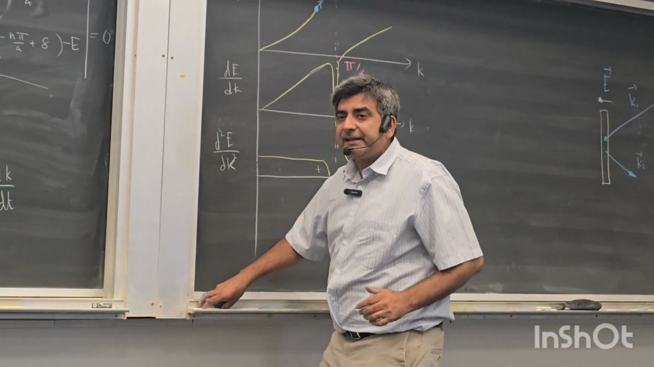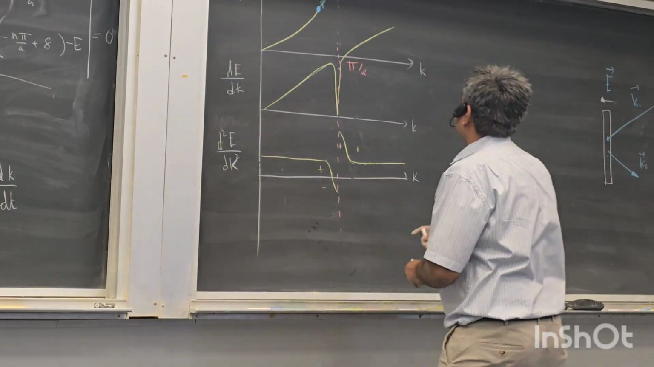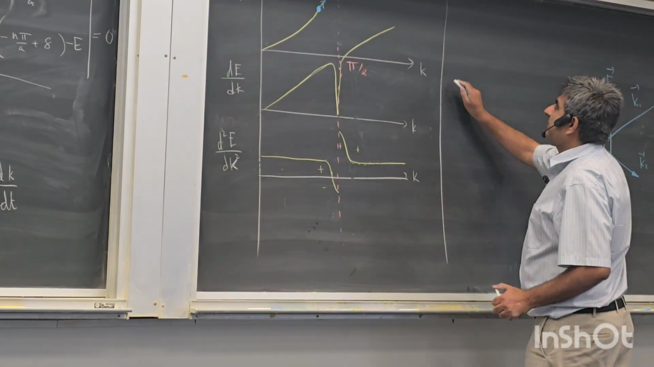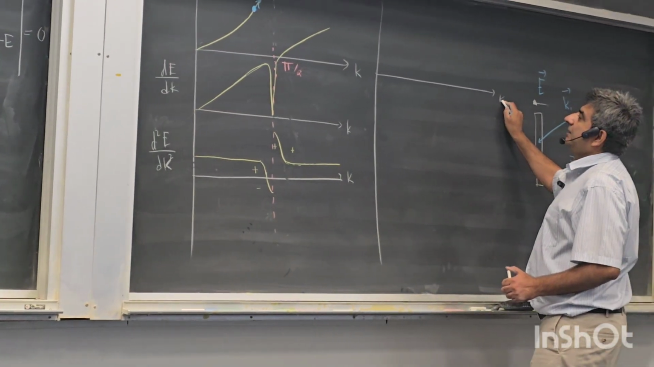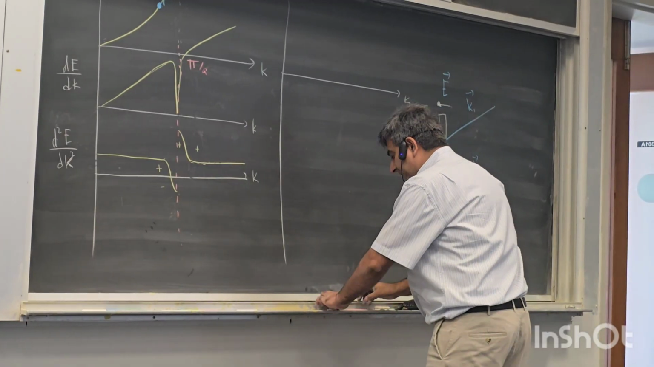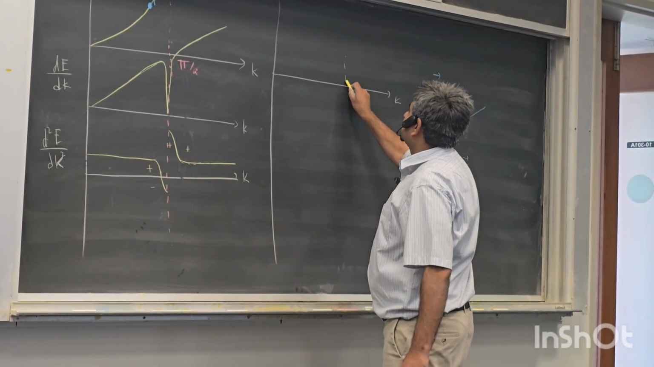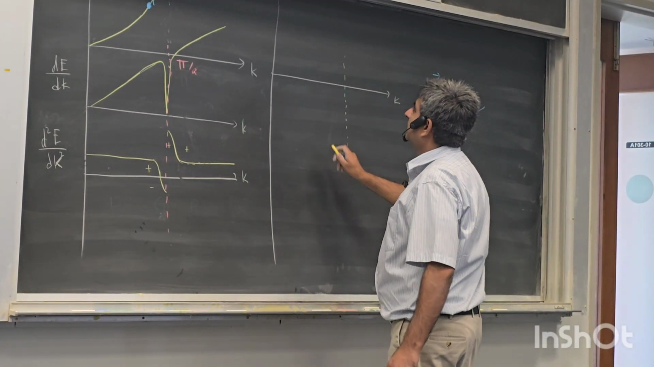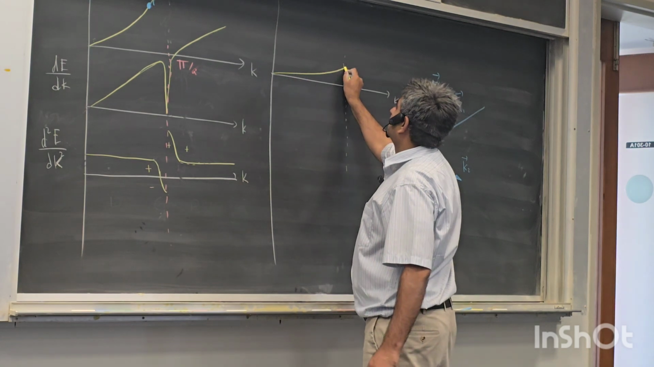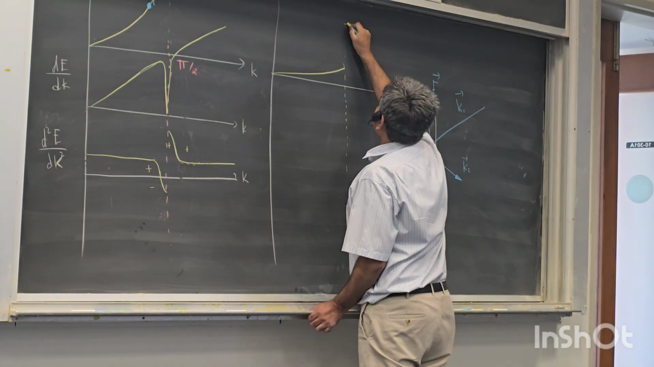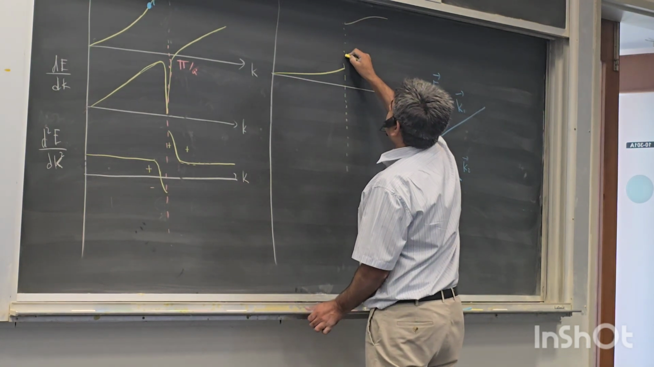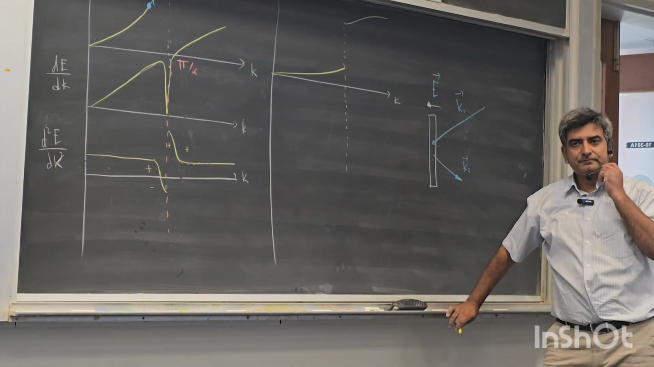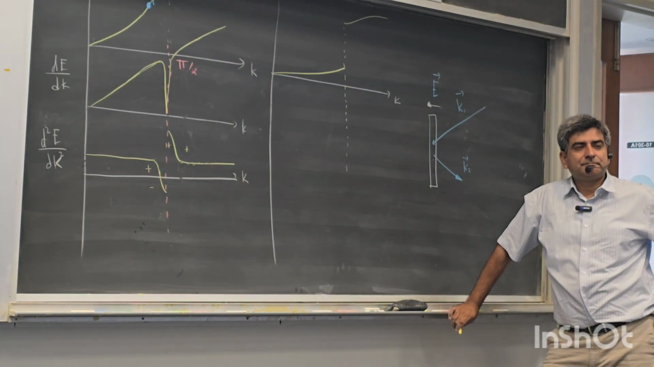Now, let's look at another band structure, a complementary band structure. Okay. Once again, I draw a band structure. This is my zone boundary. Suppose this is my band structure. This is a large gap. It's possible.